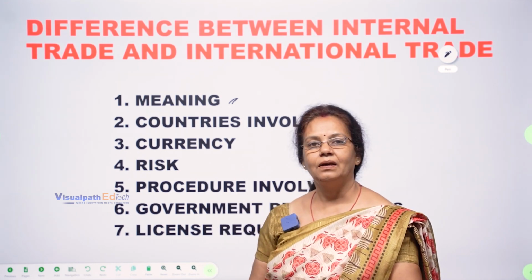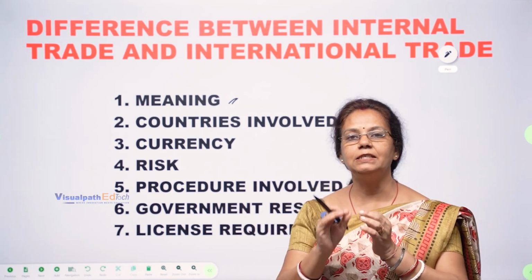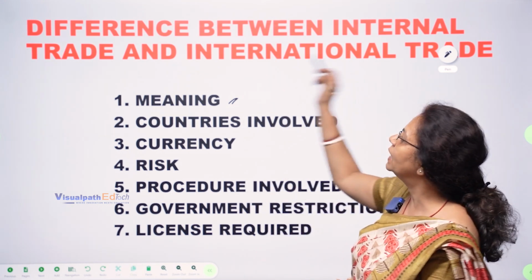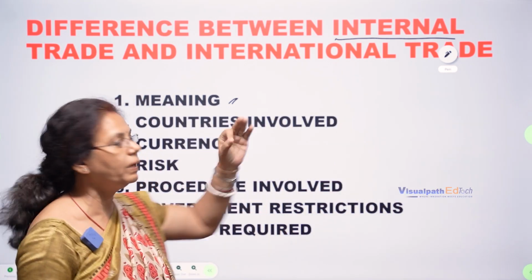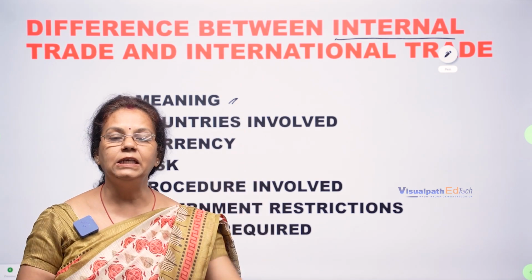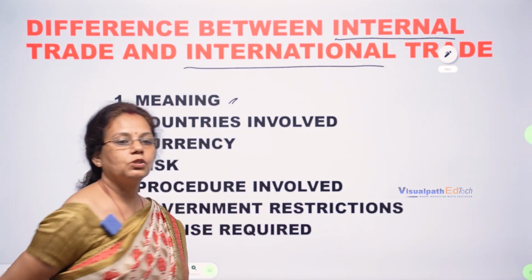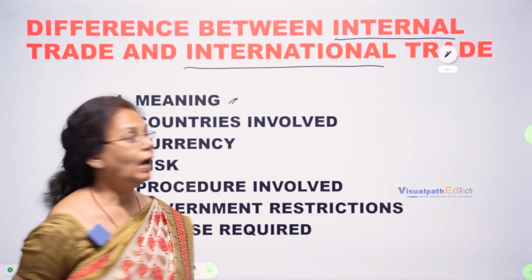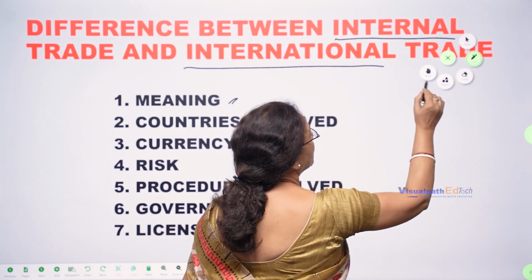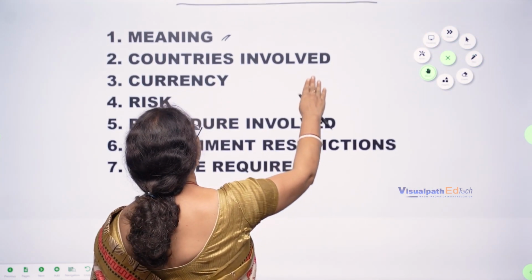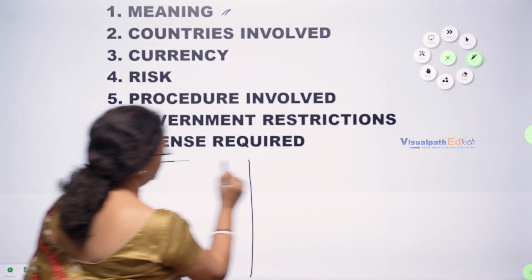Meaning: the trade which takes place within the nation is known as internal trade. While writing, you have to make two columns. One is internal, another is international. Internal trade you can also call national trade, and international trade is also known as foreign trade. Now see how you can differentiate international trade and internal trade. Two different parts are there.